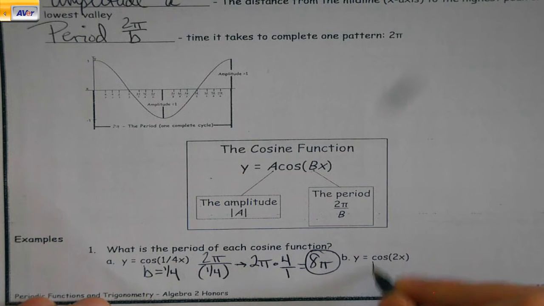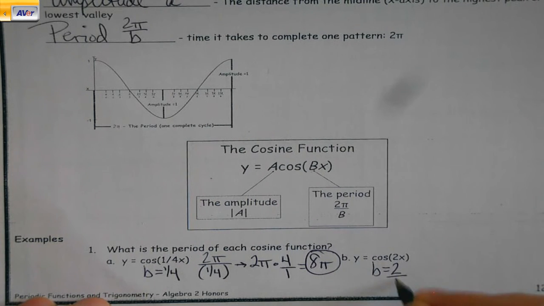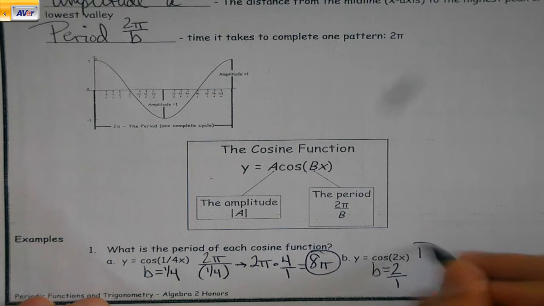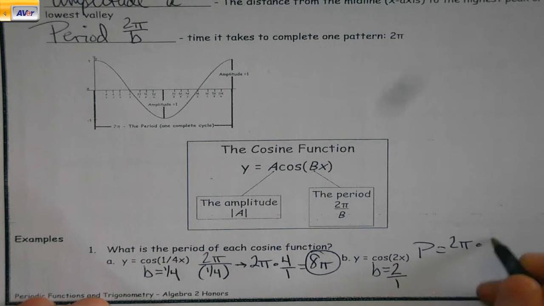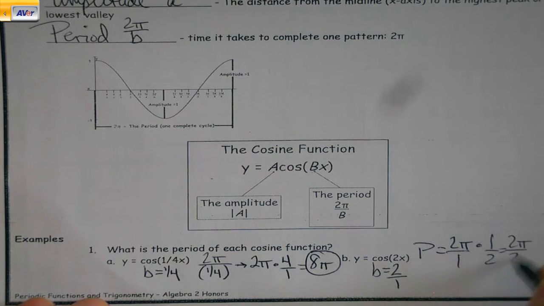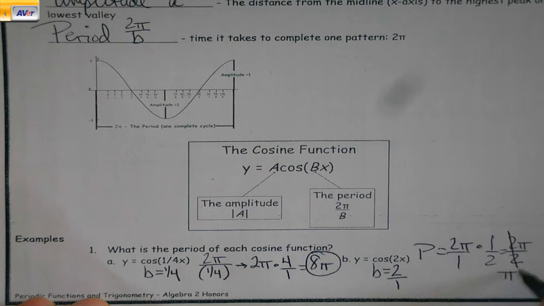Same thing here. My b value is 2, or 2 over 1. So, my period is 2 pi times the flip of this. Multiply it across and simplify when I can. So you're like, that really is just basically the same thing as what we've been doing. And it is. There's not a darn thing that's different about it.